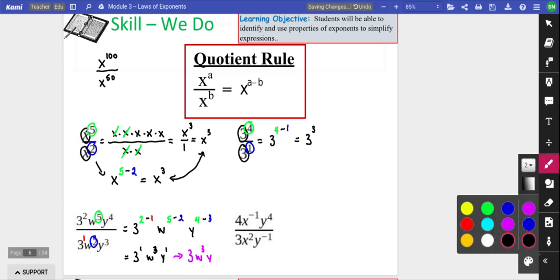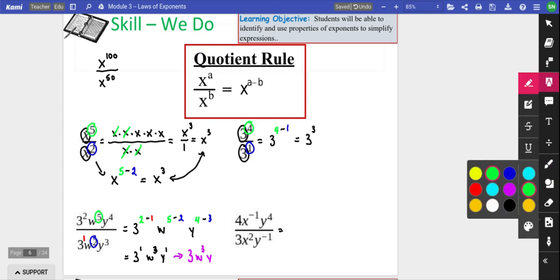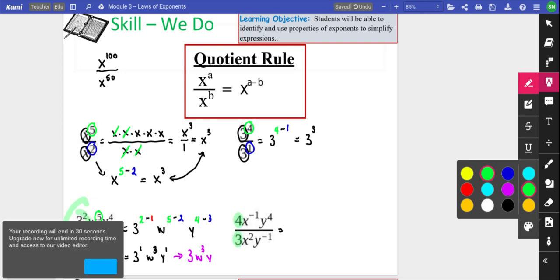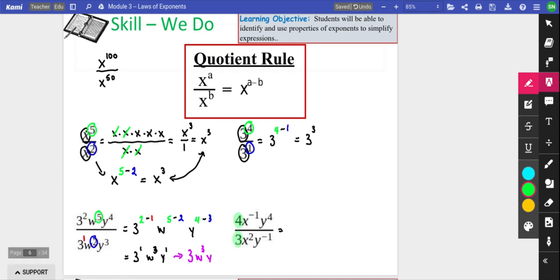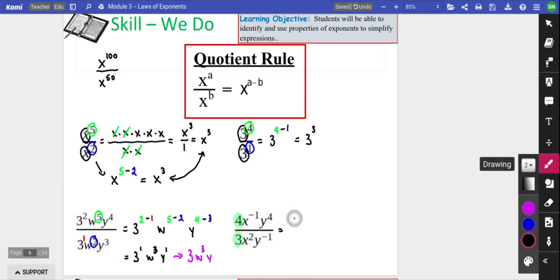The last one, I will not be using color coding, but I will point out a few interesting things. 4 and 3 are not the same number. We are unable to do what we did over here with the 3's. We will only write them down. So that would be 4 over 3. Basically, we just leave them.